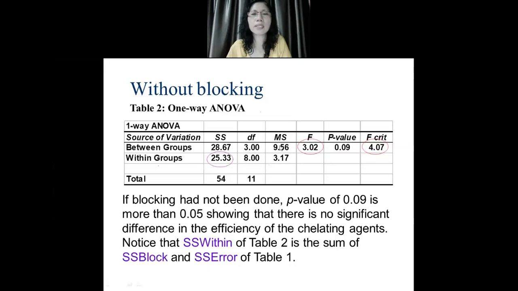So when this is divided by this, it gives you the F value, which is lower than the critical value. And when the calculated F value is lower than the critical value, we cannot reject the null hypothesis of no difference. So you observe that the conclusion will be that there is no significant difference in the efficiency of the chelating agents. So one-way ANOVA is not suitable to be applied here.